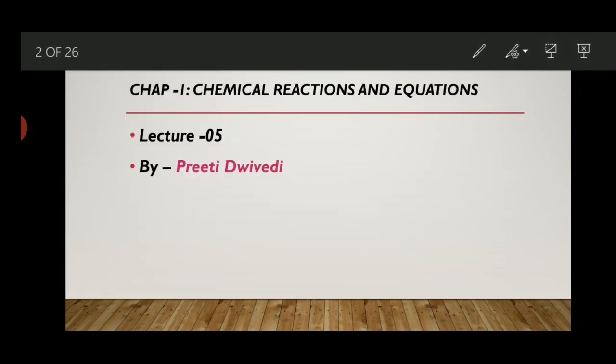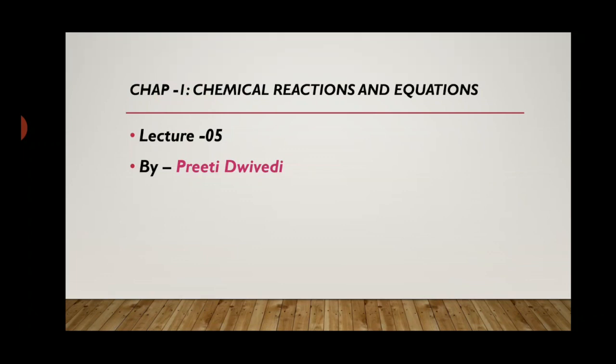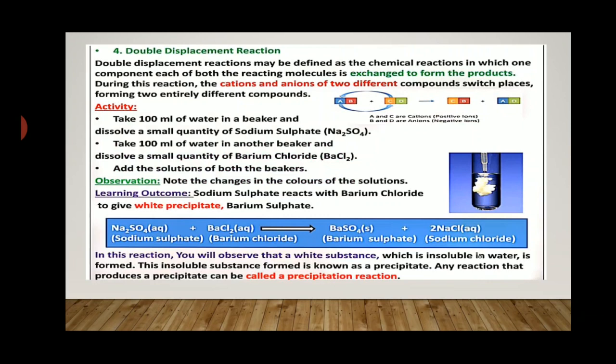As we all know, there are four types of chemical reaction. First is combination reaction, second is decomposition reaction, third is displacement reaction. Now the fourth type of chemical reaction we will discuss is double displacement reaction. Now what is double displacement reaction?